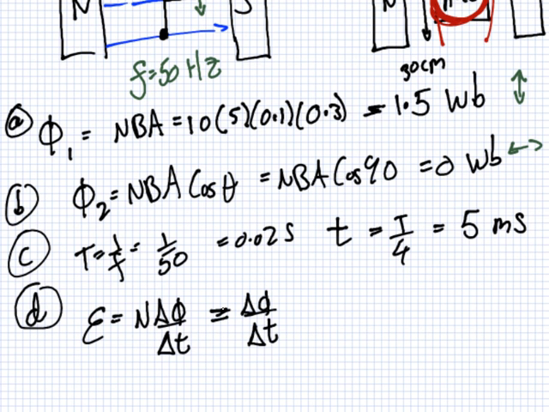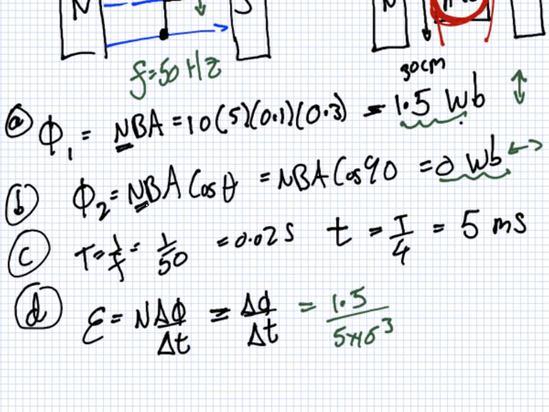The reason is the N is already included in this. So I'll be putting it in twice. The reason the N is here is because this should be the total flux, but these are already totals because it includes the N. So we don't need to put the N in twice.